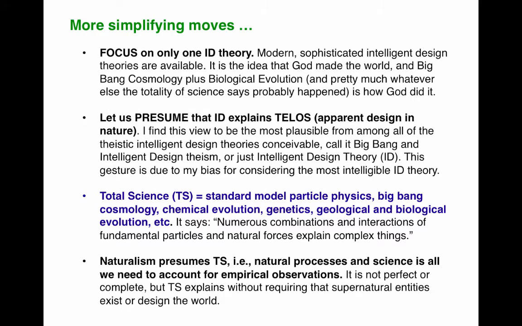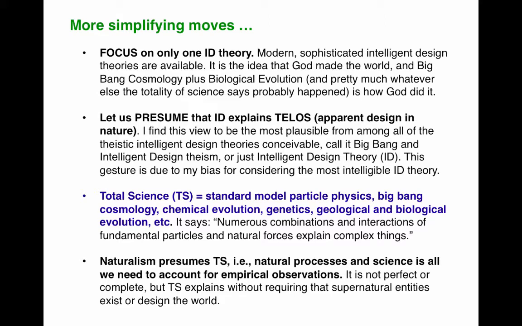Let's simplify further. We're going to focus on only one ID theory. Modern, sophisticated, intelligent design theories are available. It's the idea that God made the world in Big Bang cosmology plus biological evolution, and pretty much whatever else the totality of science says probably happened, is how God did it. Let us presume that ID explains telos, apparent design in nature. I find this view to be the most plausible from among all of the theistic intelligent design theories conceivable. Call it Big Bang and intelligent design theism, or just intelligent design theory, ID. This gesture is due to my bias for considering the most intelligible ID theory.